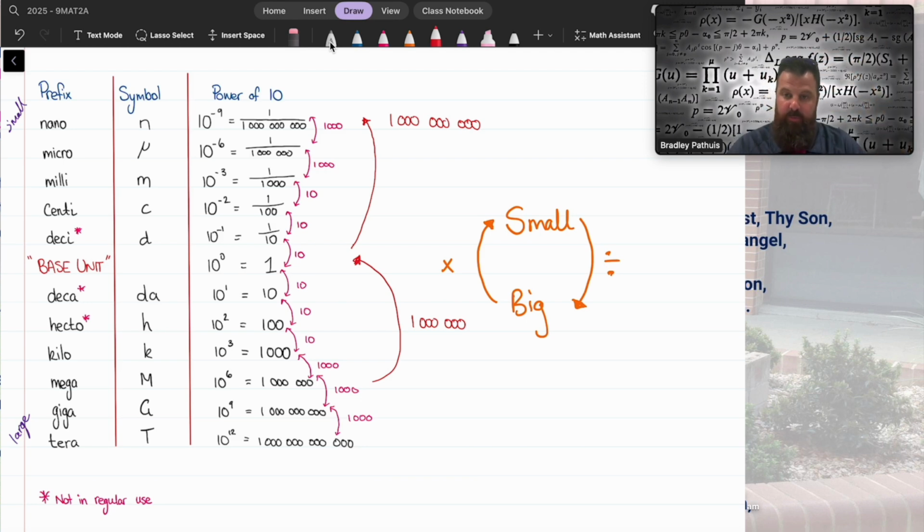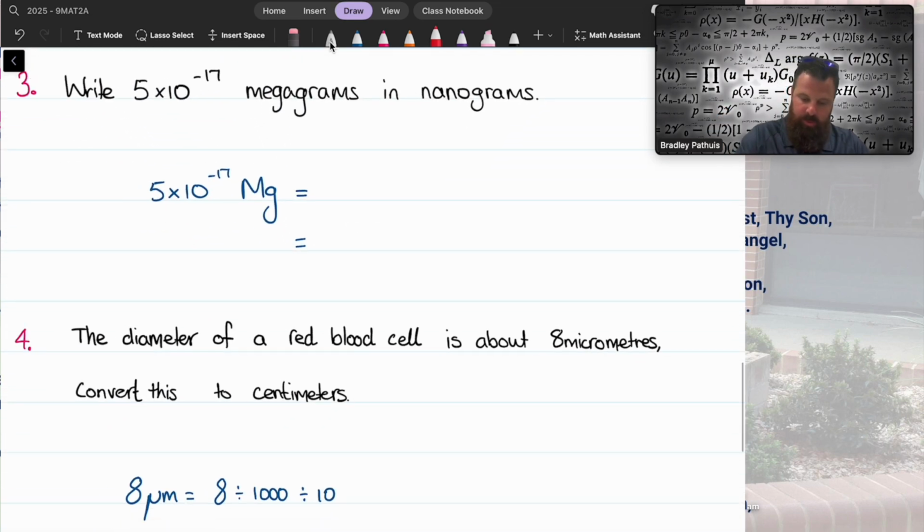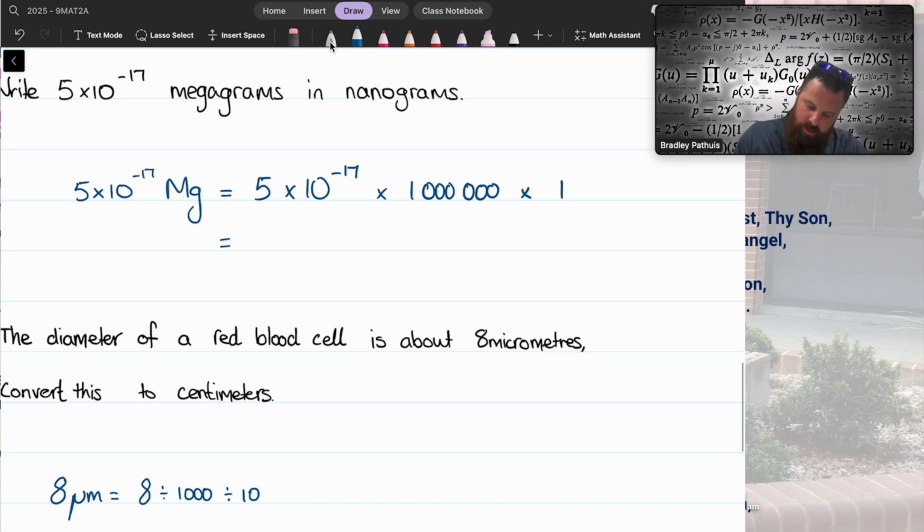Now, we are going from something big, mega, to something small. We're going back up that table, so we're going to multiply. On our calculators, we're going to get 5 times 10 to the power of minus 17, and we're going to multiply by that first number. We're going to multiply by 1 million, which gets us from mega all the way to the base unit. Then I'm going to multiply it by 9 zeros, which is my billion, which gets me from my base unit all the way back to nano. Put that on our calculator, and what we get is 0.05. Don't forget our units, nanograms.